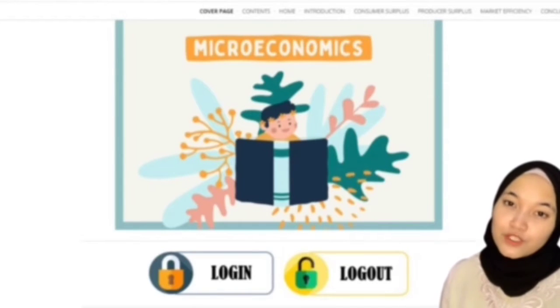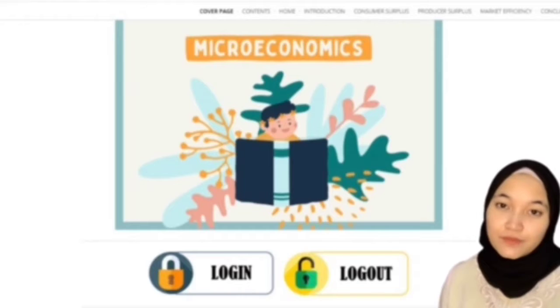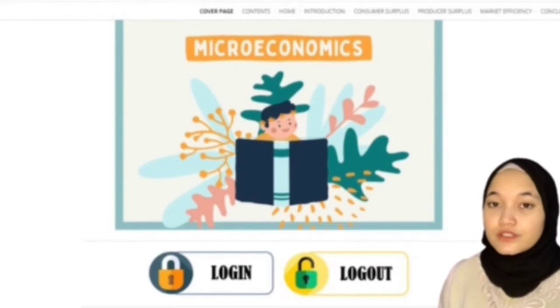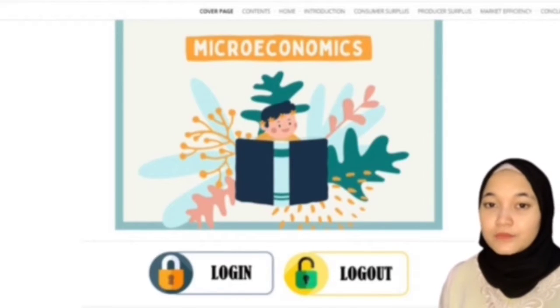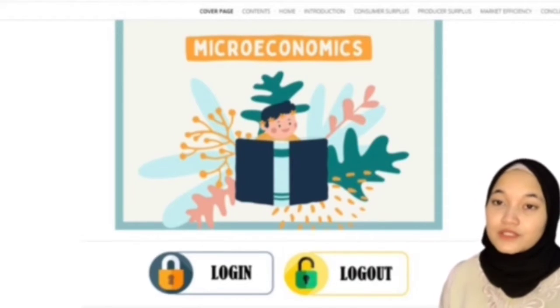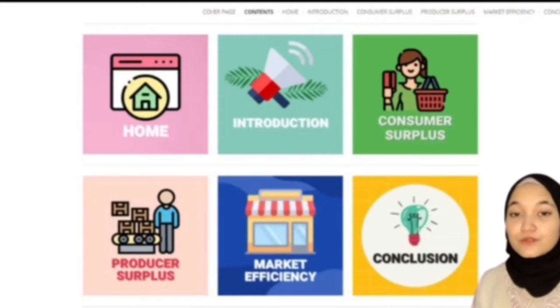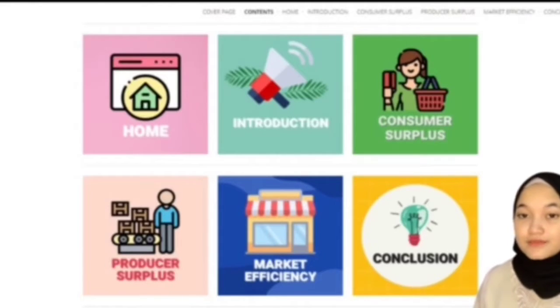So today I would like to show you guys about our website. This is what we have done in the website. First of all, this is our cover page. Our cover page includes the login and logout button for students to access the website easily. Next, the content page. In this content page, students can easily click the icon to go to the respective page.